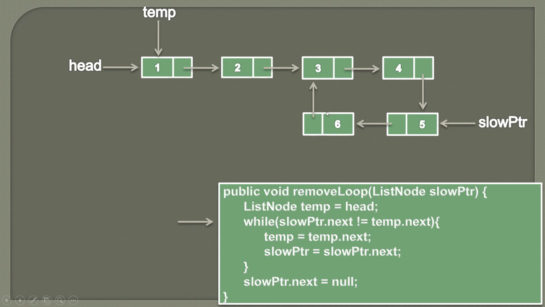So let's see how. Currently slow pointer's next is not equal to temp's next, because temp next is pointing to node 2 and slow pointer next is pointing to node 6. So the condition in the while block comes out to be true. We move temp by one step, so temp goes to its next node, where we assign temp dot next to temp. Similarly, we move slow pointer by one step by assigning slow pointer next to slow pointer. Slow pointer next is node 6, so now slow pointer will point to node 6.